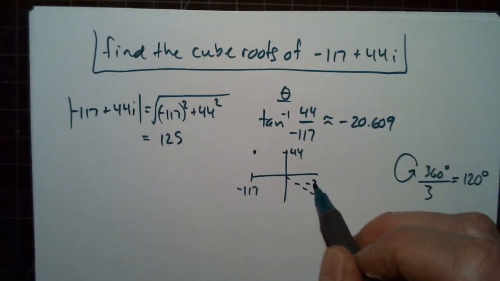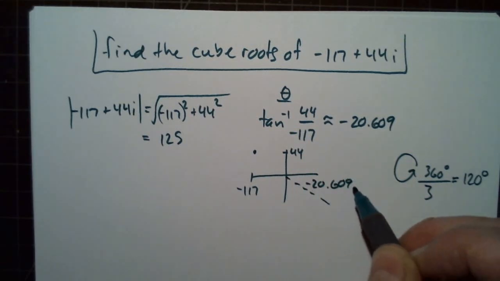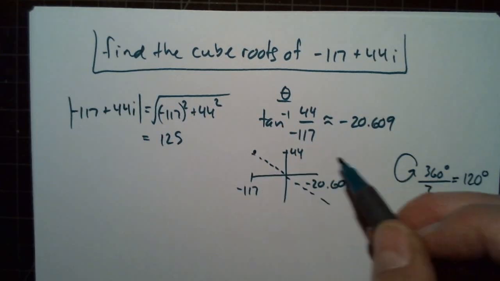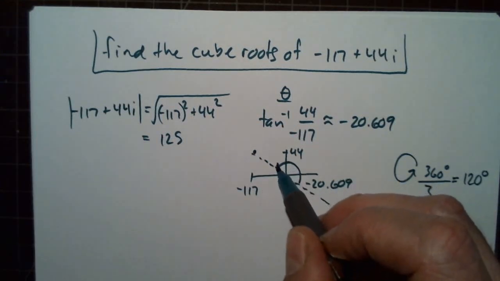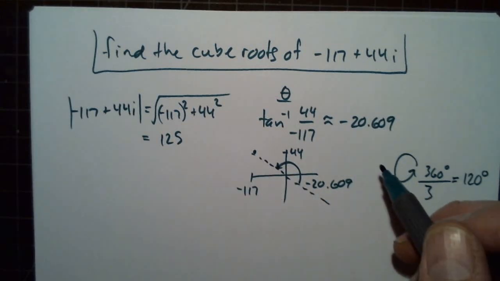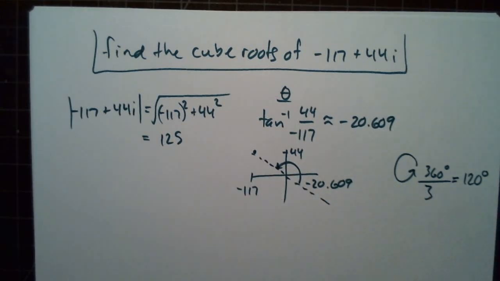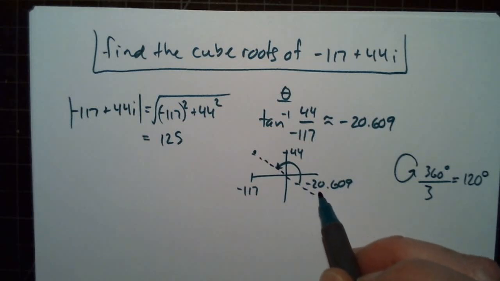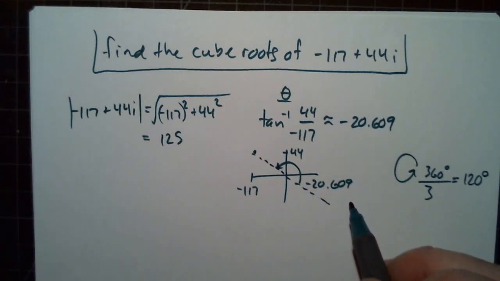So when we have -20.609, to get started for the first one, we have to go up there, which means add 180 to that. And we're going to have -20.609 plus 180, and that'll take us to 160.609.